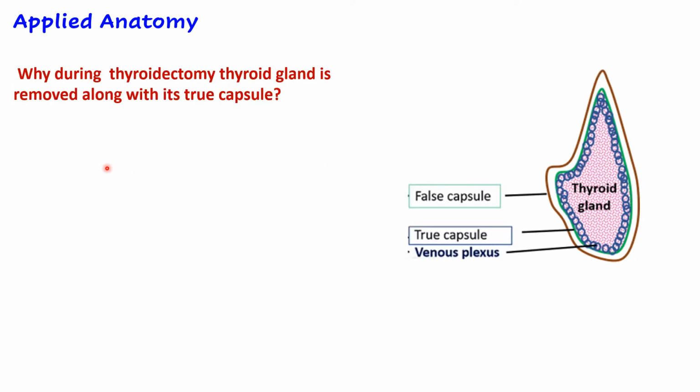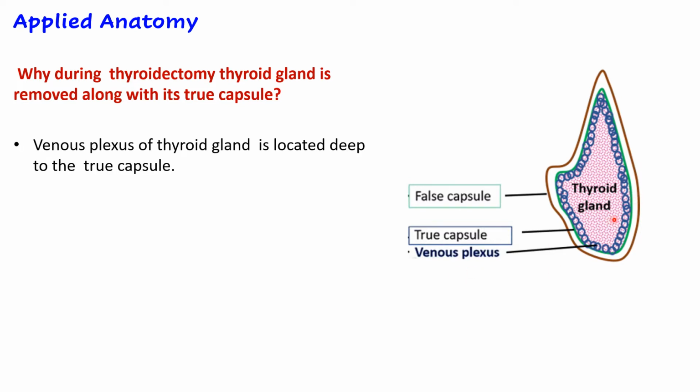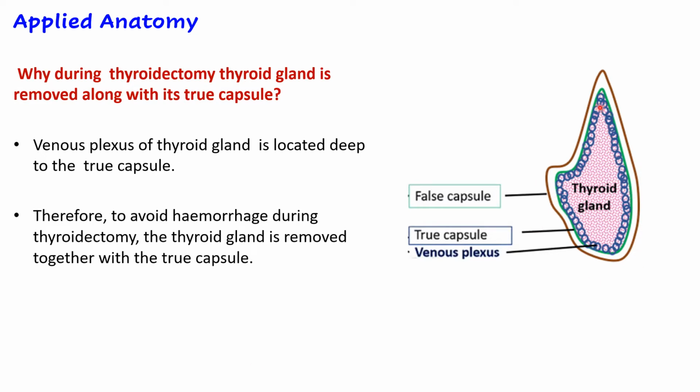Now, applied anatomy, which is relevant to the false capsule, and in fact to the true capsule and the presence of venous plexus, is that during thyroidectomy, the thyroid gland is removed along with its true capsule, right? So the thyroid gland and its true capsule all together will be removed, leaving behind the false capsule. Now, why is it done? We have already seen that the venous plexus lies deep to that, and therefore when you remove the thyroid gland along with the true capsule, the chances of hemorrhage are not there. So to avoid hemorrhage during thyroidectomy, the thyroid gland is removed together with the true capsule. If you just remove the parenchyma, then it can lead to hemorrhage from the venous plexus.